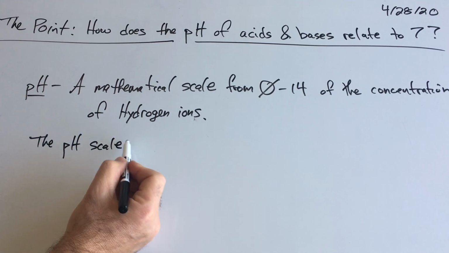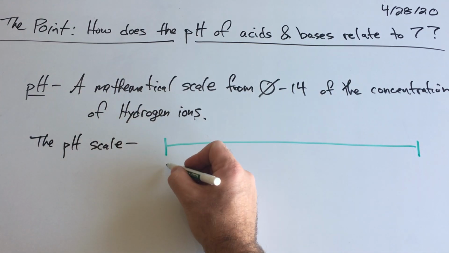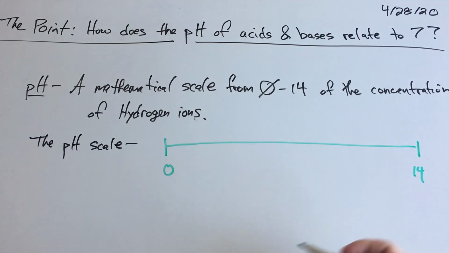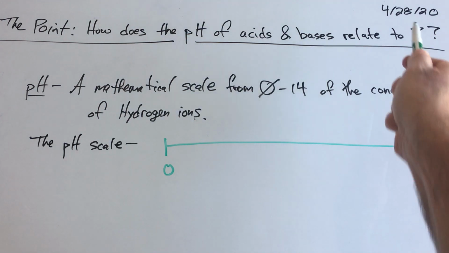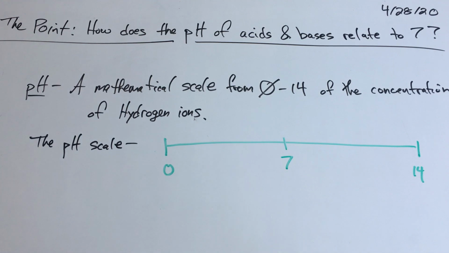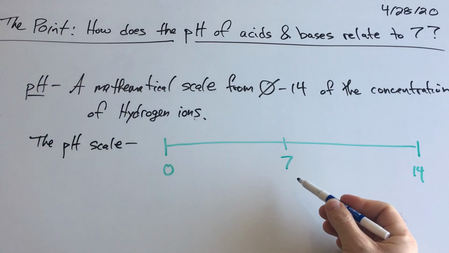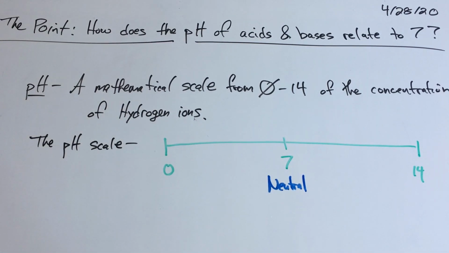Now this I'm not underlining because that's not a vocab term. It's just a thing you've got to know. So that is something that runs from 0 to 14. And I wonder what's right in the middle. I wonder what is halfway between 0 and 14. Oh yeah, 7. And what that tells us is that 7 is neutral. If you have a pH of 7, you are neither acidic nor basic.